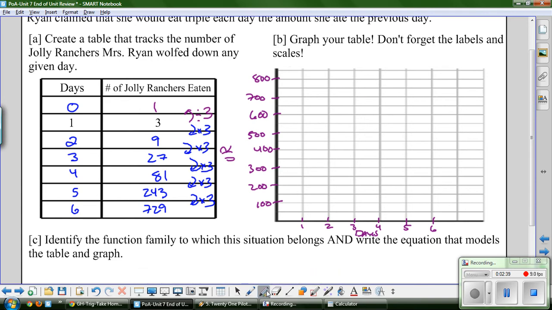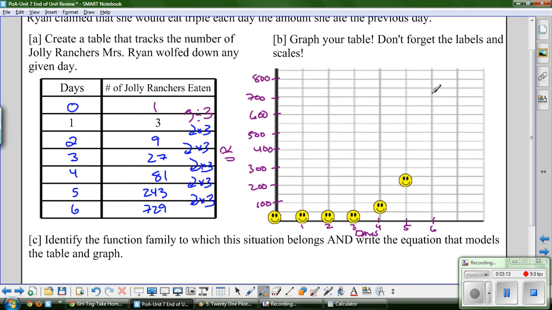So 0, 1, man, that's going to be hard to graph. That's going to be way down the list here. It's not really at 0, but I think it's just slightly above 0, so let's move that up just a little bit. Okay, 1, 3. So 1, I don't think it's moved very much. 2, 9 still hasn't moved very much. 3, 27. Now we're cooking. 4, 81. 5, 243. Oh wow, look at that. Mrs. Ryan, you are just stacking on the Jolly Ranchers. 6, 729. That's gonna be right there.